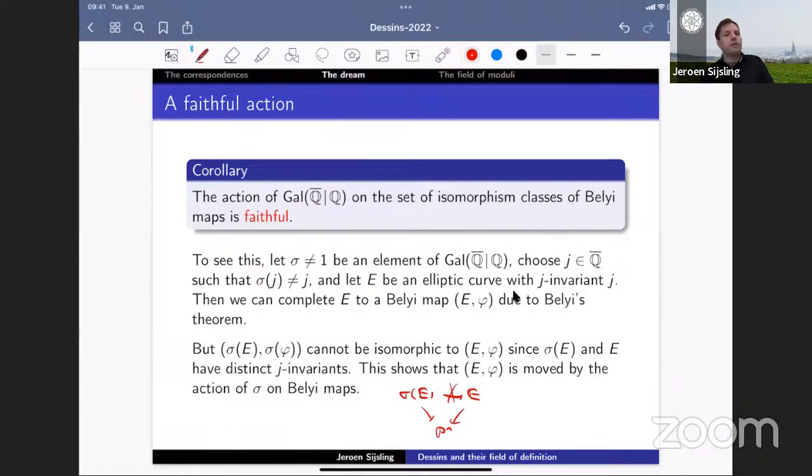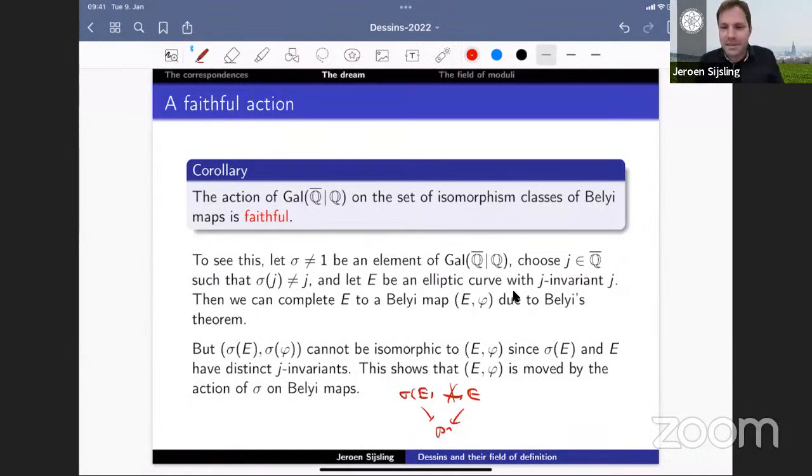So your action on Belyi maps is faithful, and therefore also the action on dessins and on permutation triples. And all of a sudden, you have this topological way of studying the Galois group. All the information of the Galois group, by this faithfulness, is contained in its action on dessins. And now I'm going to do something terrible: I'm going to show you a slide which is completely full of words, which you shouldn't normally do.